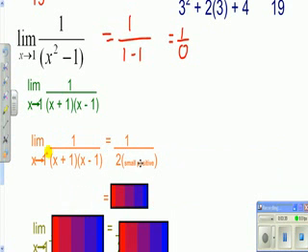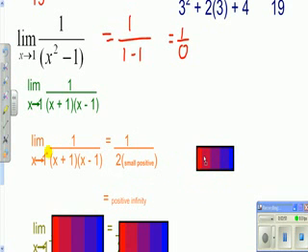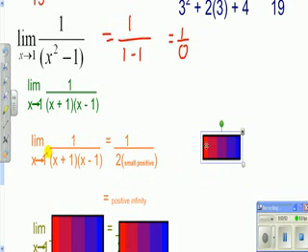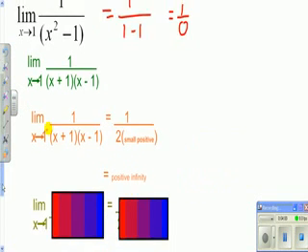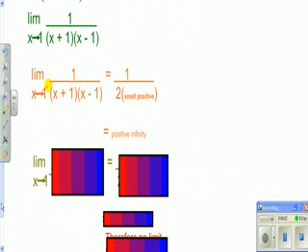Well, let's see. If I double a small positive number, it's still small positive. 1 over a positive is positive, but 1 over a small is really, really big. So in other words, it's positive infinity is what it's diverging to when you try a number slightly to the right of 1.